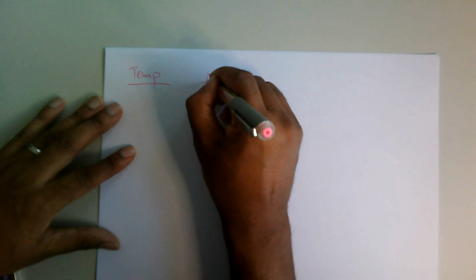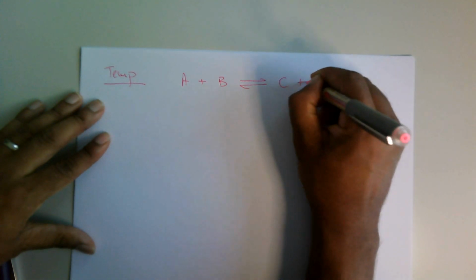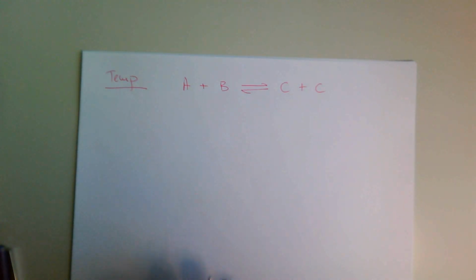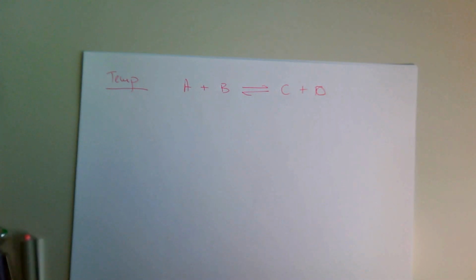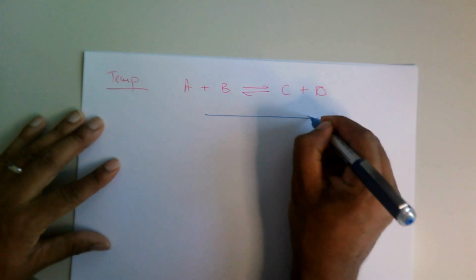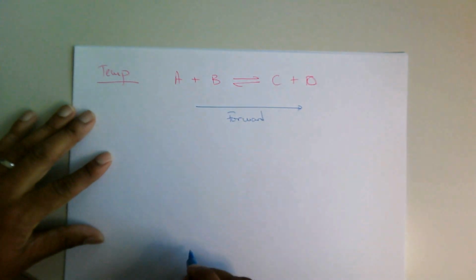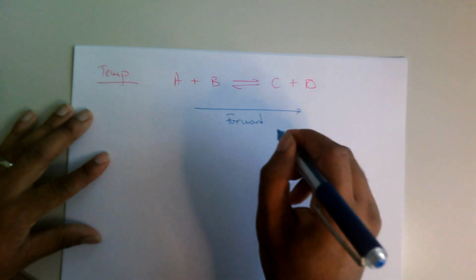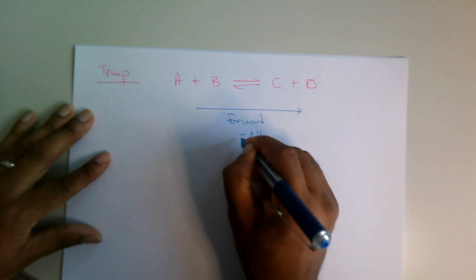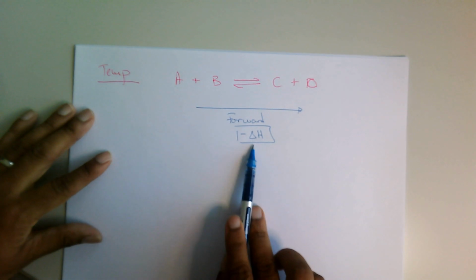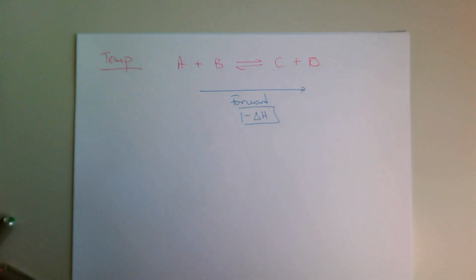Now, I'm just going to show a reaction, obviously nothing particular, it's just A plus B gives you C plus D. And we're going to say that the forward reaction is exothermic. How you're going to see whether it's exothermic is if delta H is negative. So if delta H is negative, that means the forward reaction is exothermic, that means the reverse reaction is endothermic.